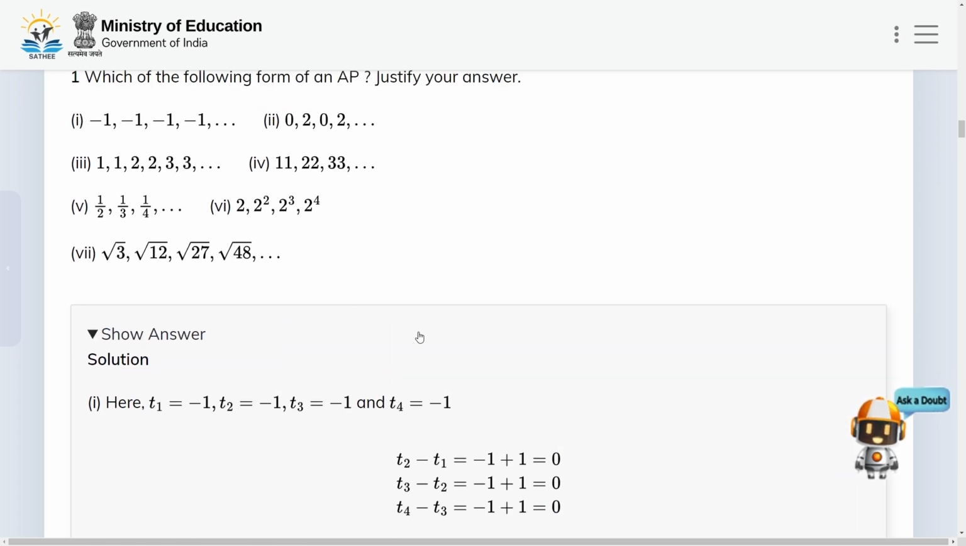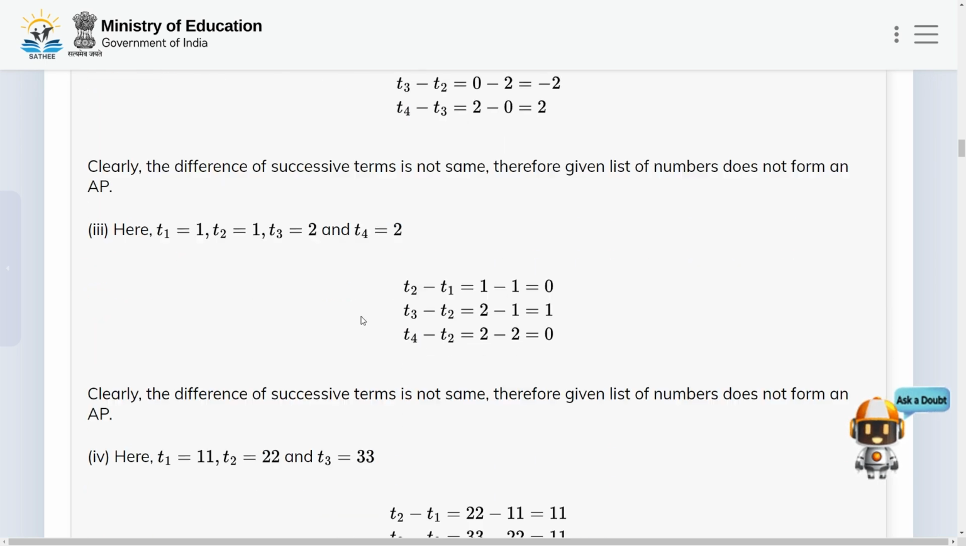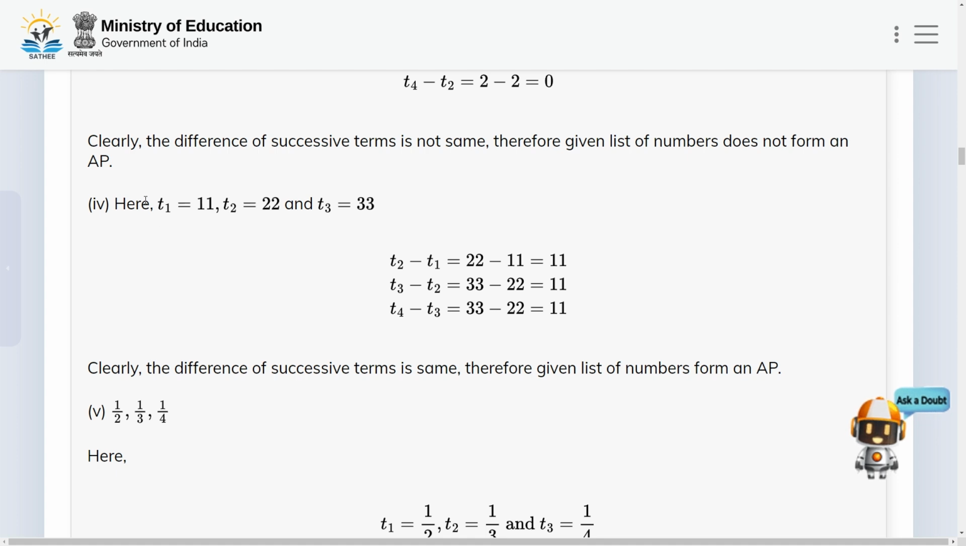Now check the fourth one. In the fourth we have this list of numbers 11, 22, 33 and so on. Okay, so let us check whether this list of numbers forms an AP or not. In the fourth one, the first term T1 is equal to 11, second term T2 is equal to 22, and third term T3 is equal to 33.